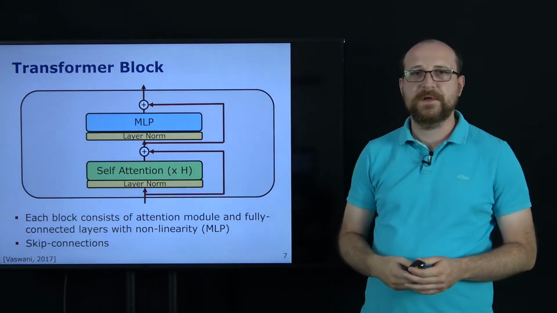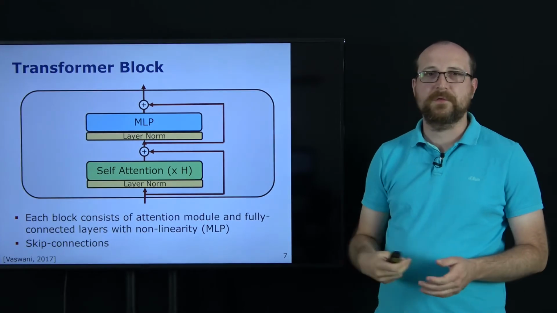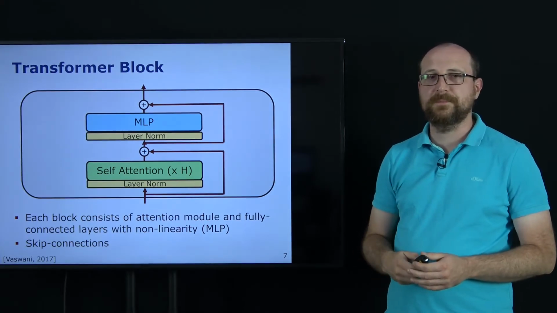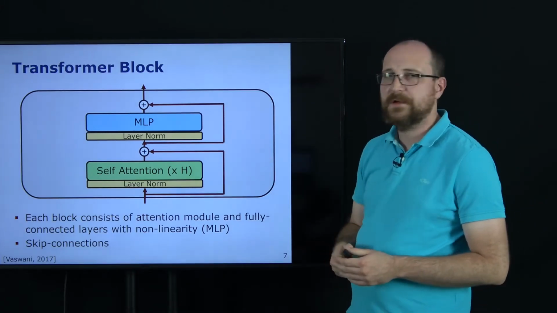As we had in the ResNet architecture, we also have skip connections that help us to train deeper architectures here. But we now look first at the so-called self-attention block.